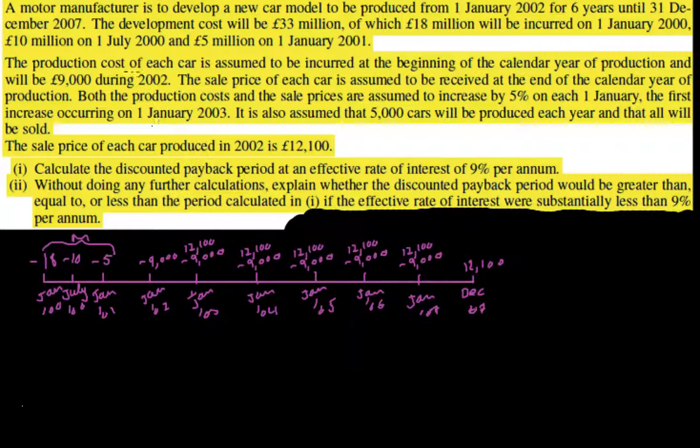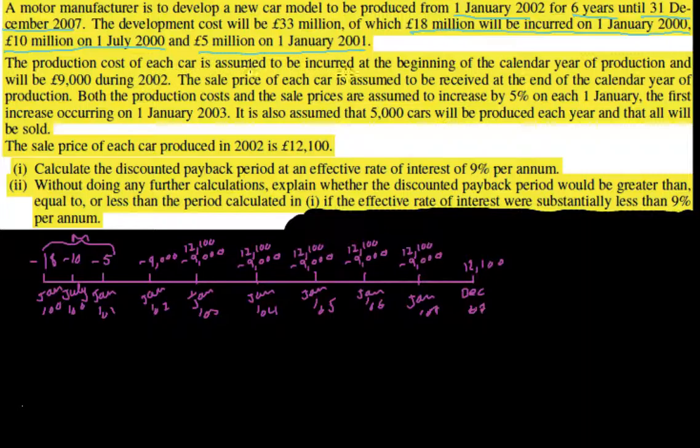Let's check out another question. A motor manufacturer is to develop a new car model to be produced from the 1st of January 2002 for 6 years. So that's this bit over here, 6 years until the 31st of December 2007. The development cost will be £33 million, so 18 million will be on the 1st of January 2000, 10 million on the 1st of July 2000, and 5 million on the 1st of January 2001.